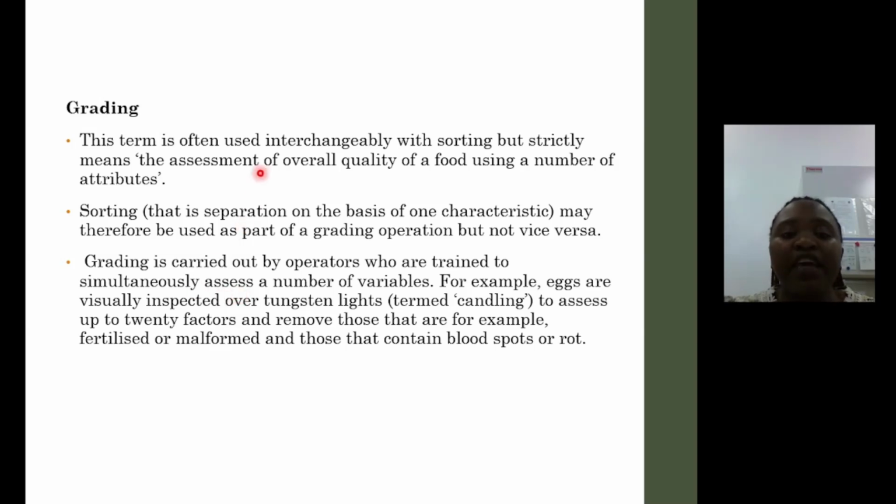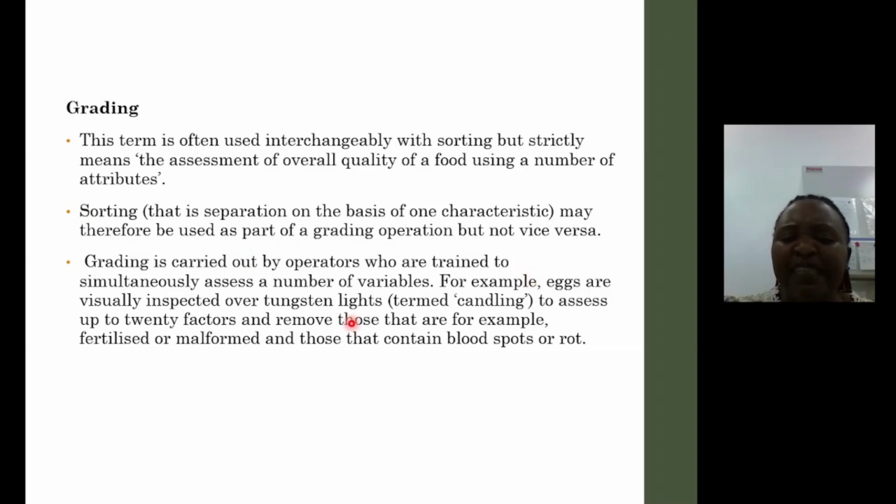This term is often used interchangeably with sorting, but strictly means the assessment of the overall quality of a food using a number of attributes. So sorting, that is separation based on some physical characteristics, may therefore be used as part of grading, but we cannot sort and assume that we have graded. So grading is carried out by operators who are trained to simultaneously assess a number of variables.